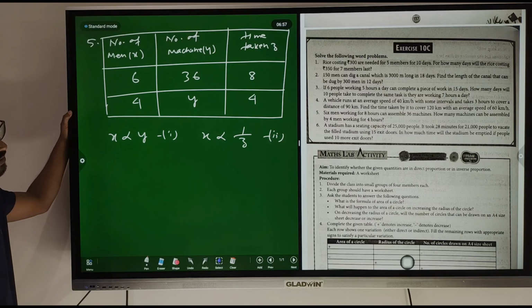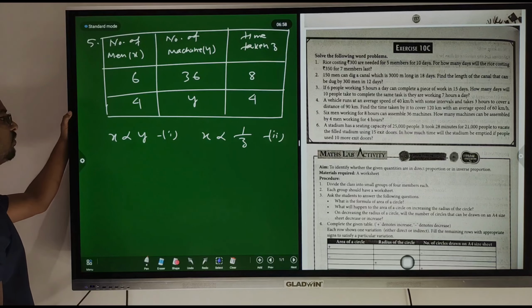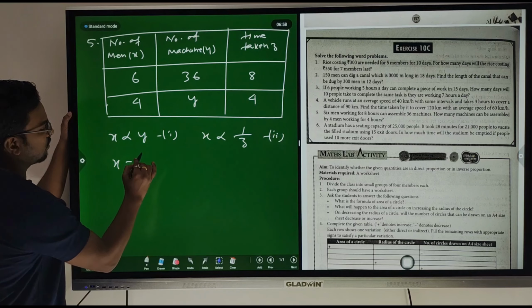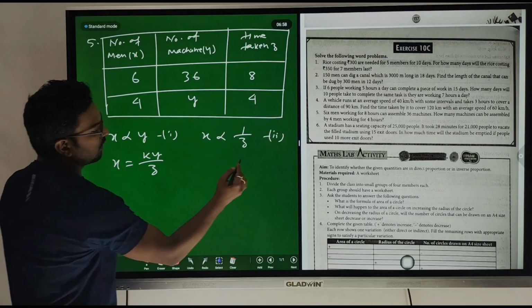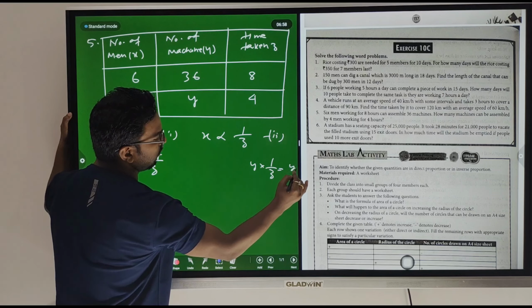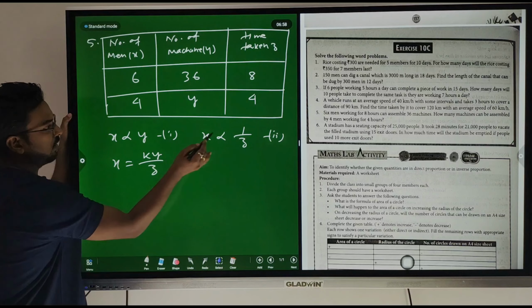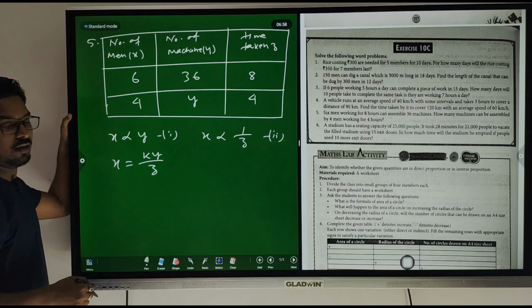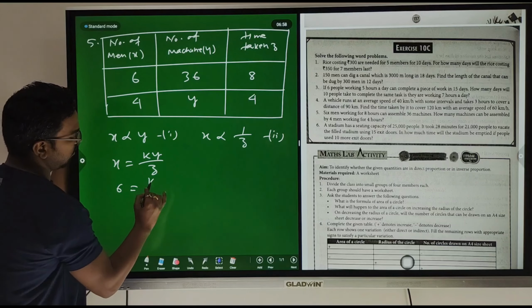6 men working for 8 hours can assemble 36 machines. So more number of men, more machines. Less men, less number of machines. So directly proportional. Okay. So this can be written as x equals ky by z. So here you can write like this, no? y into 1 by z. If you multiply, it will become y by z, right? And here directly proportional, so we have kept k as a constant. So you replace the value here, 6 equals k, we don't know.